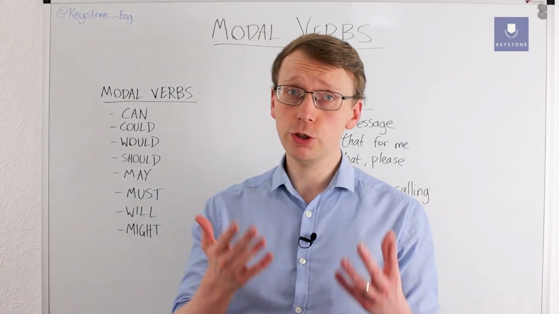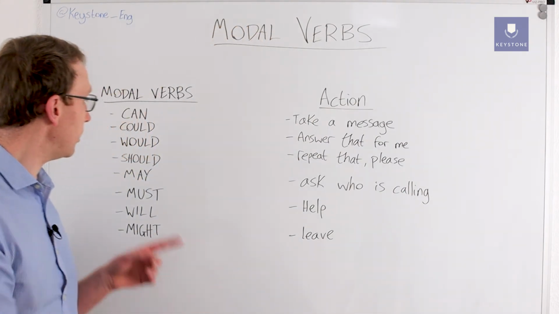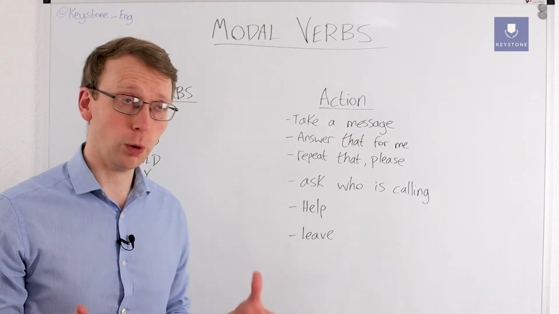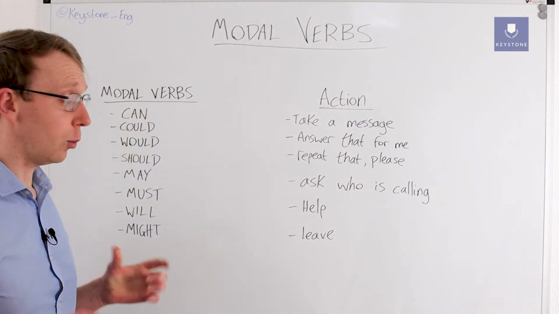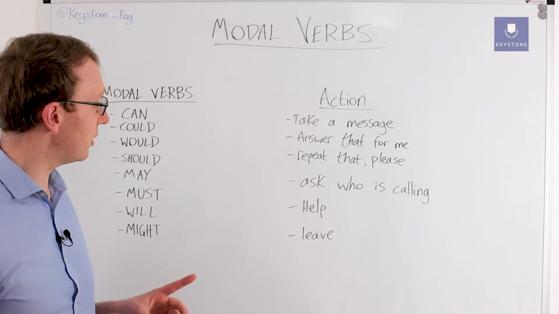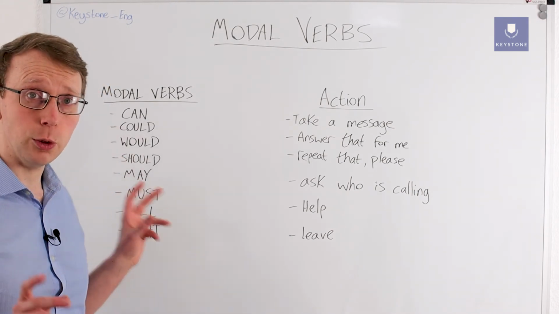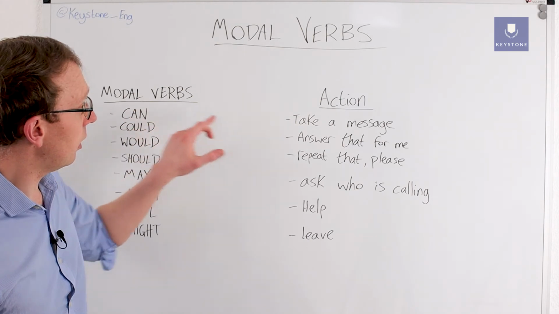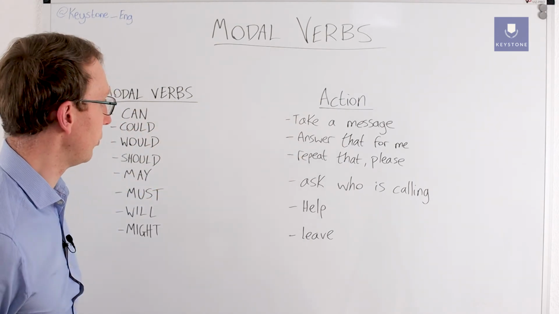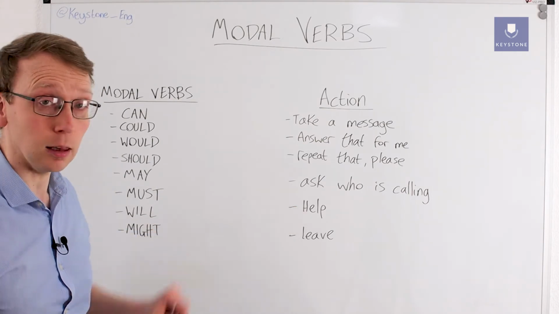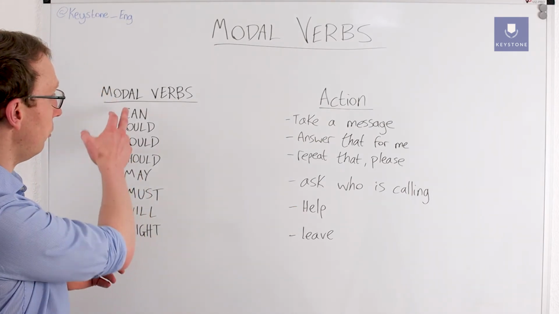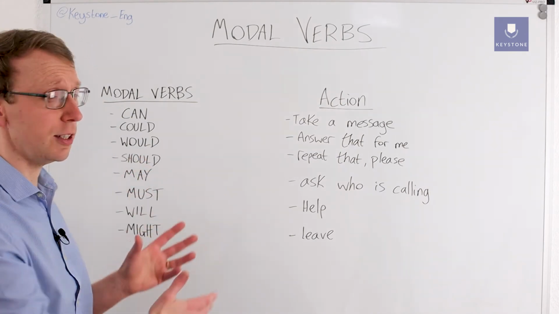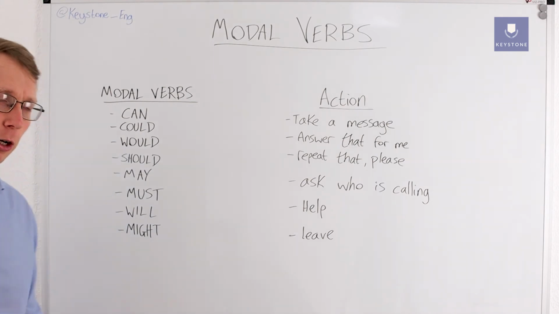Okay, so now it is your turn. What we have here is a list of modal verbs and some actions that could go along with those modal verbs. Now, what I want you to do is just spend a few moments considering what sentences you can make out of these by combining them. So for example, can I take a message? Can I help? So you can use different modal verbs with different actions. How many sentences can you make with these different modal verbs? Have a go.